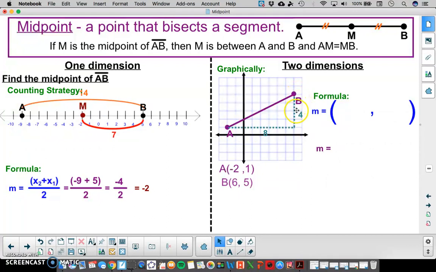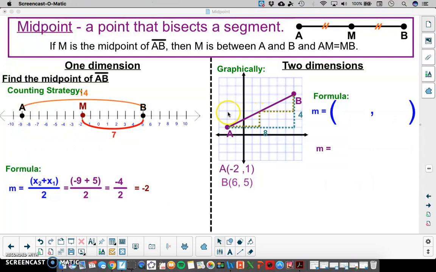So half of 4 is 2. Half of 8 is 4. So notice we can count 1, 2, 1, 2, 3, 4. We could have also counted that from our other endpoint. That horizontal distance of 4 and vertical distance of 2 gives us our midpoint here at +2, +3.